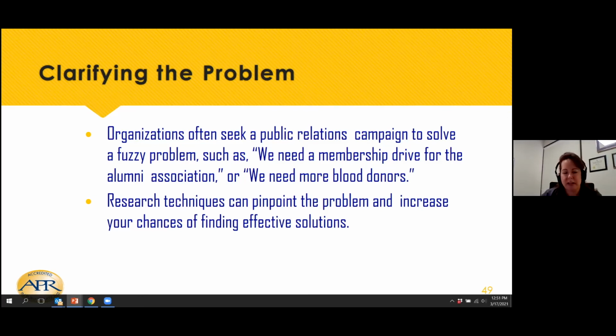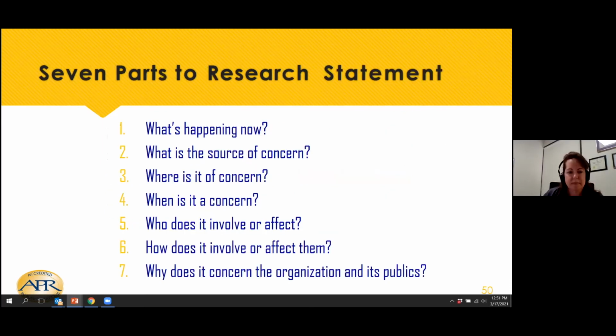And how can we increase our number of donors? So you're using effective solutions to try and solve that.